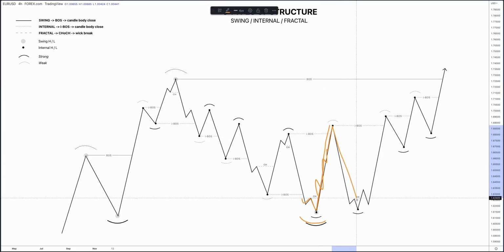Well, it means that we expect this to happen. The internal trend is going to keep staying bullish. Why? Well, this is now a strong internal low, because what did it do? It took out a strong high, right? So this becomes a strong low now.